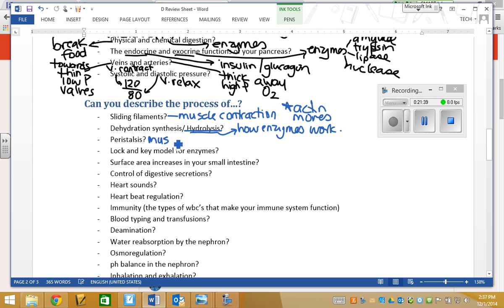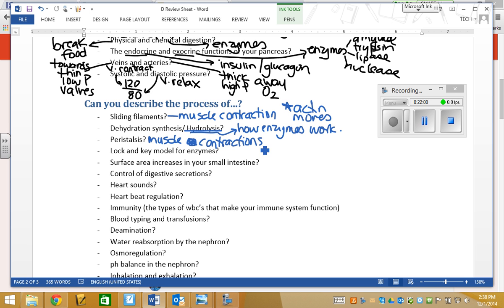Peristalsis are rhythmic muscle contractions. You do not control peristalsis, it just happens. It's stimulated when food enters your digestive system. And that's why, for example, you can eat even when you're upside down.